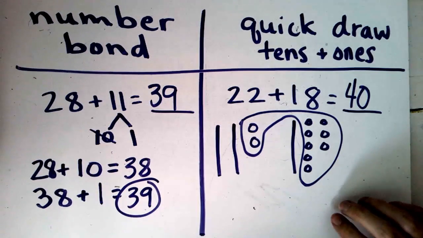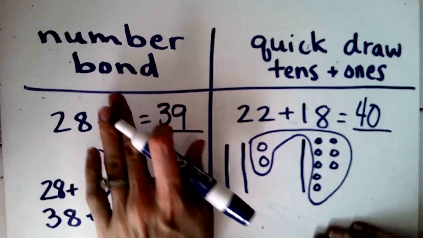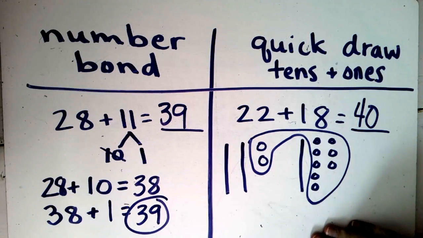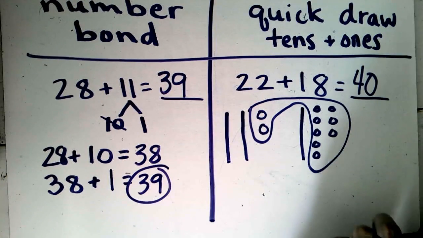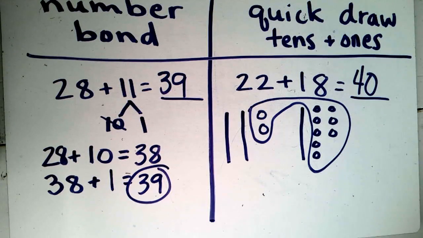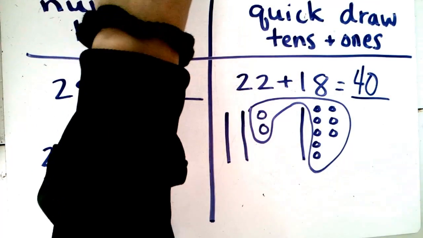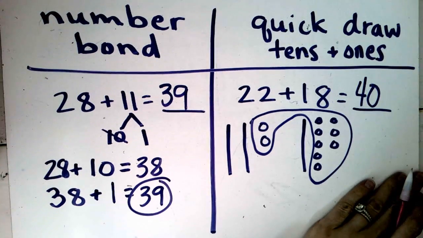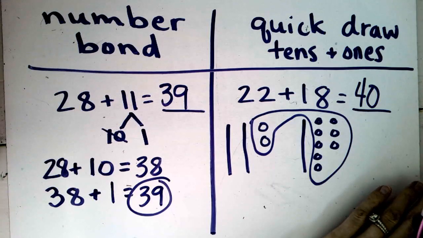So, this is your review of our number bond strategy and our quick draw strategy. Okay? You get to choose today as we practice which one you want to use. We're only going to do a few together in the math book today, and you're going to get to do the rest on your own in Seesaw.